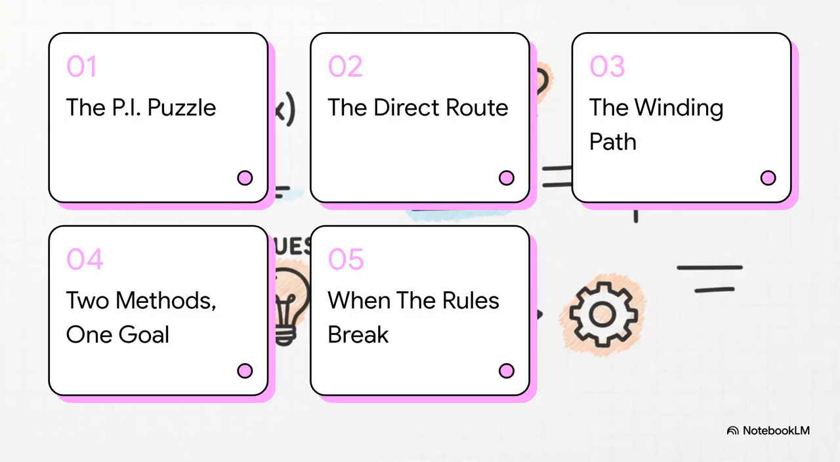So here's how we're going to tackle this. First, we'll lay out the puzzle itself. Then, we'll take what I call the direct route for exponentials, followed by the more winding path for polynomials. We'll put them side by side to really see the difference, and then we'll look at what happens when the rules suddenly seem to break.